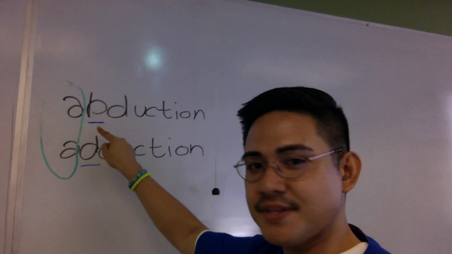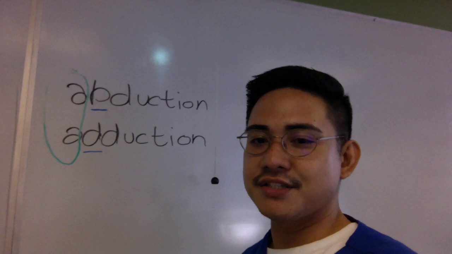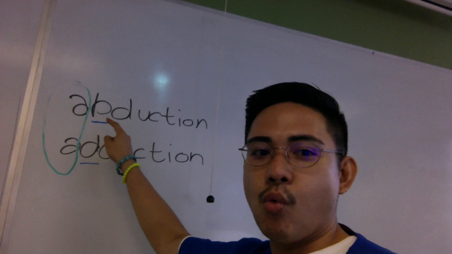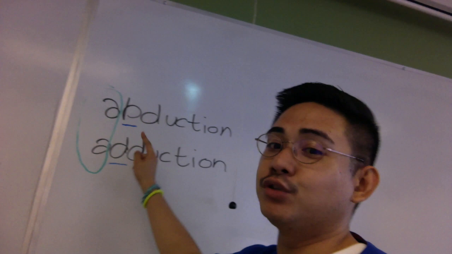Yes. Look at the B. Look at the B in relevance to the A. What do you notice? Yes. The B is looking away from the A. So that's one way to remember it if you're to write it in lowercase. So oopsies. Abduction, the B looks away from the A.